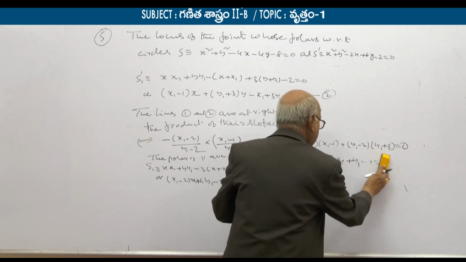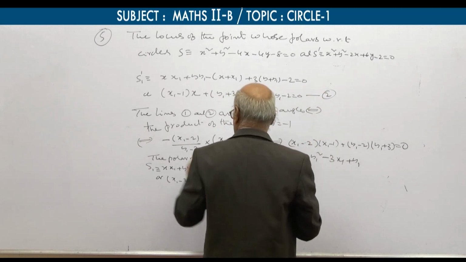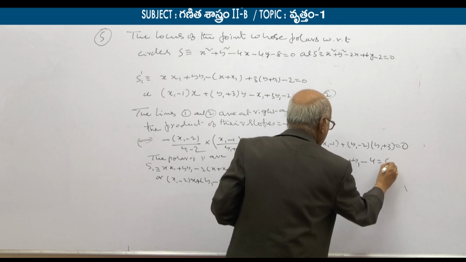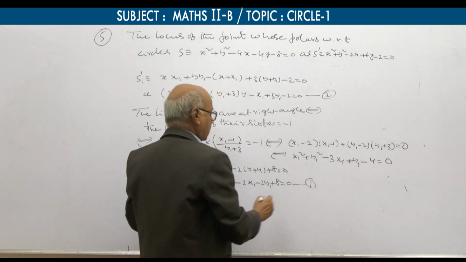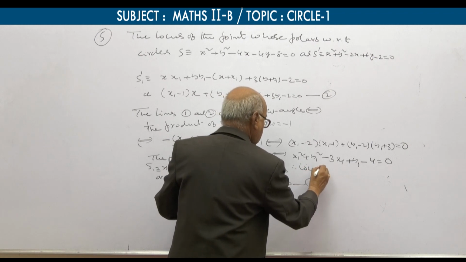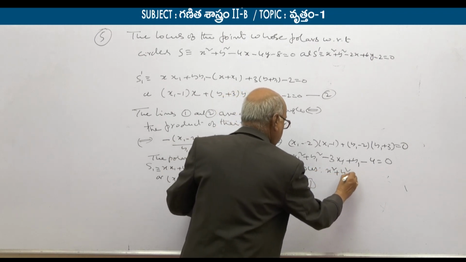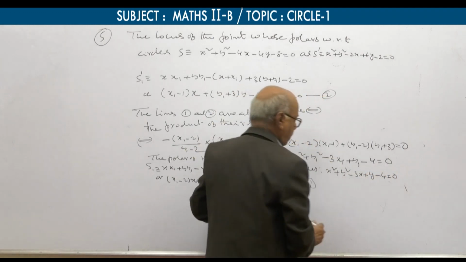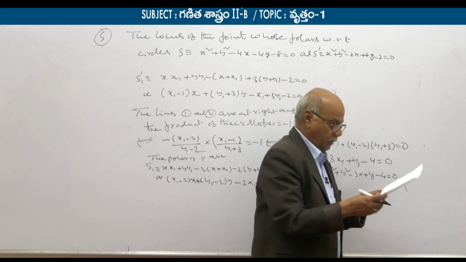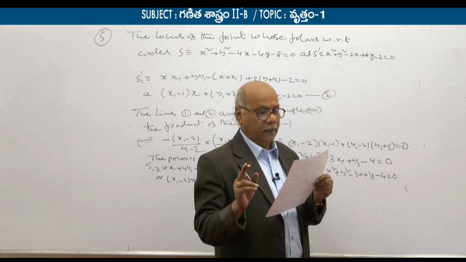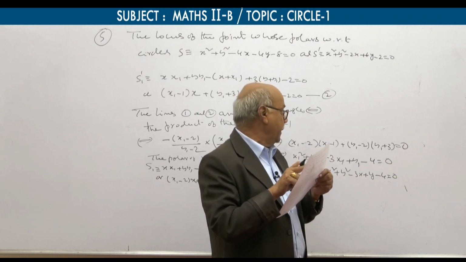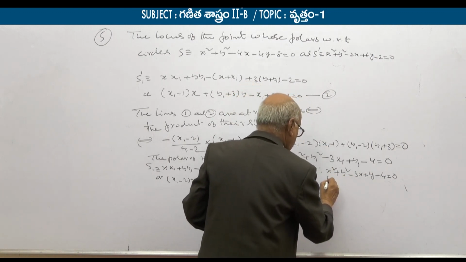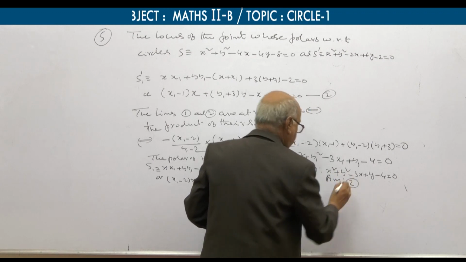Is equal to 0. So you will get minus minus cancel. So minus 6 plus 2 minus 4 is equal to 0. So therefore the locus is x square plus y square minus 3x plus y minus 4 equal to 0. Now you will see which is the correct option. Option number 2, the correct answer is option number 2, x square plus y square minus 3x plus y minus 4 is equal to 0.